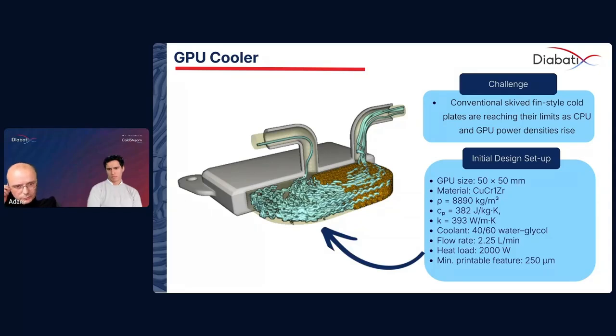Again, it's no surprise. The traditional design is a skived fin approach, which, with these increased power densities, is hitting the limits. So what we've done here is run this particular case with a uniform 2 kilowatt heat source. If needed, we can run various loads and integrate those varying loads within the optimization process. But here we've run it as a uniform case with a minimal feature size of 250 microns.